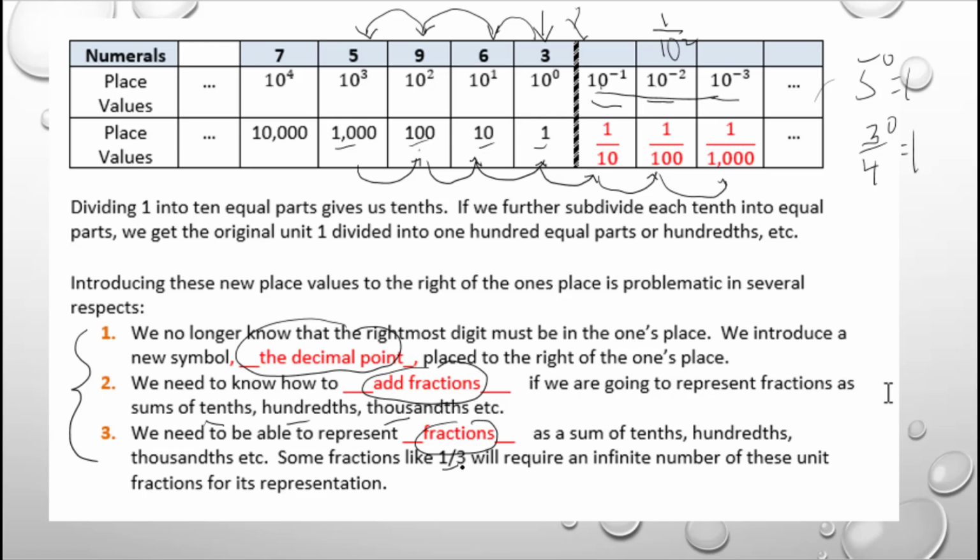Some fractions, like 1/3, require an infinite number of these units. For instance, 1/3 in decimal notation is 0 ones, 3/10, 3/100, 3/1,000, 3/10,000, like that. So in order to represent it, you have to have an infinite number of 3's, 0.333 forever. That's usually denoted with a bar over it. That means repeat forever.